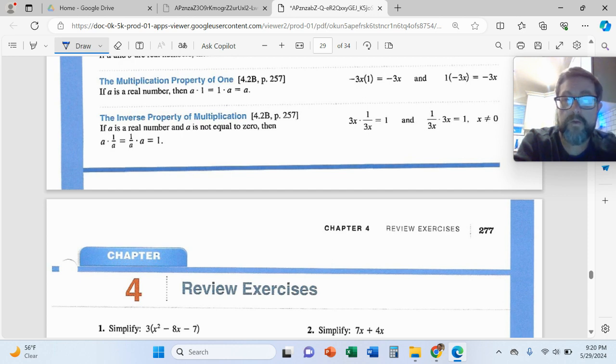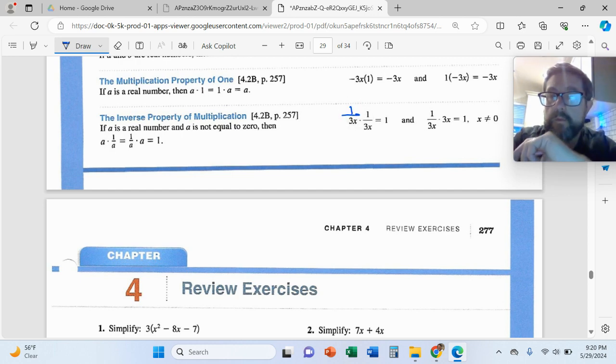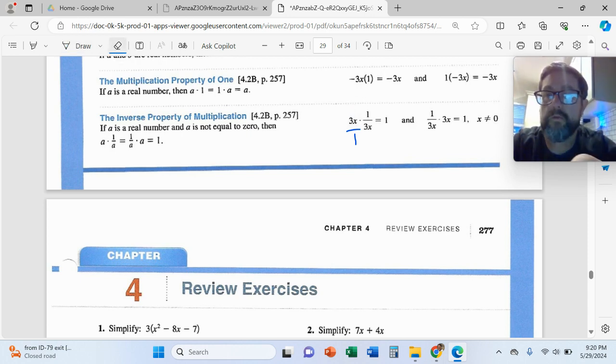Basically, look over here at the example. That would be what you're doing. You'd be doing 3x over 1 times 1 over 3x, and that answer is always going to be 1.